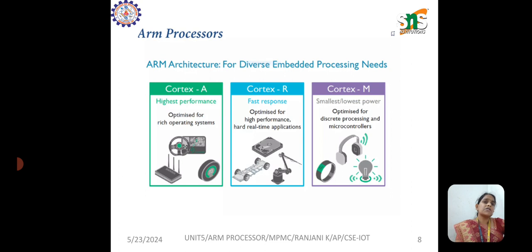So ARM architecture serves diverse embedded processing needs. Cortex A is a high performance processor which is optimized for rich operating systems. Next one is Cortex R, a fast response processor optimized for high performance hard real time applications. Next one is Cortex M, the smallest and lowest power system, optimized for discrete processing and microcontrollers.